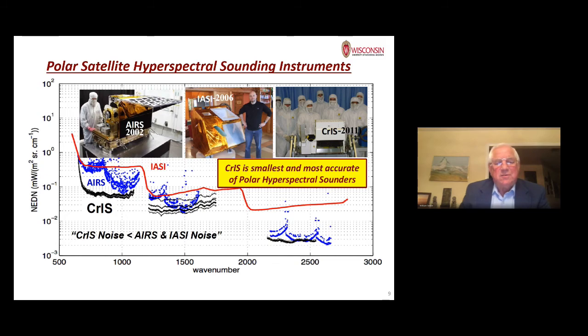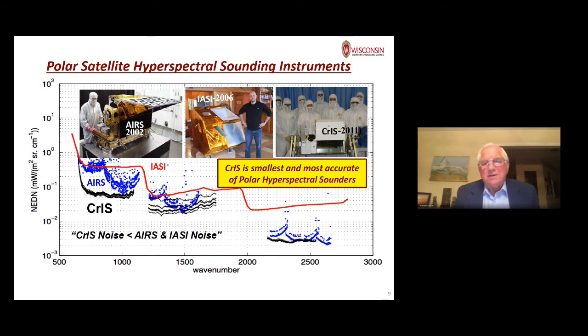This is the noise level of these instruments. The AIRS is blue. The IASI is the red. That flies on the MetOp satellite. There's 3 of them in orbit right now, and that started flying in 2006. And the lowest noise instrument, and you'll also notice the very smallest instrument, is called the CrIS instrument. And actually, China has an instrument just like CrIS, which they call HIRAS. And it's a copy of the CrIS design, and it's on the FY3 satellite.